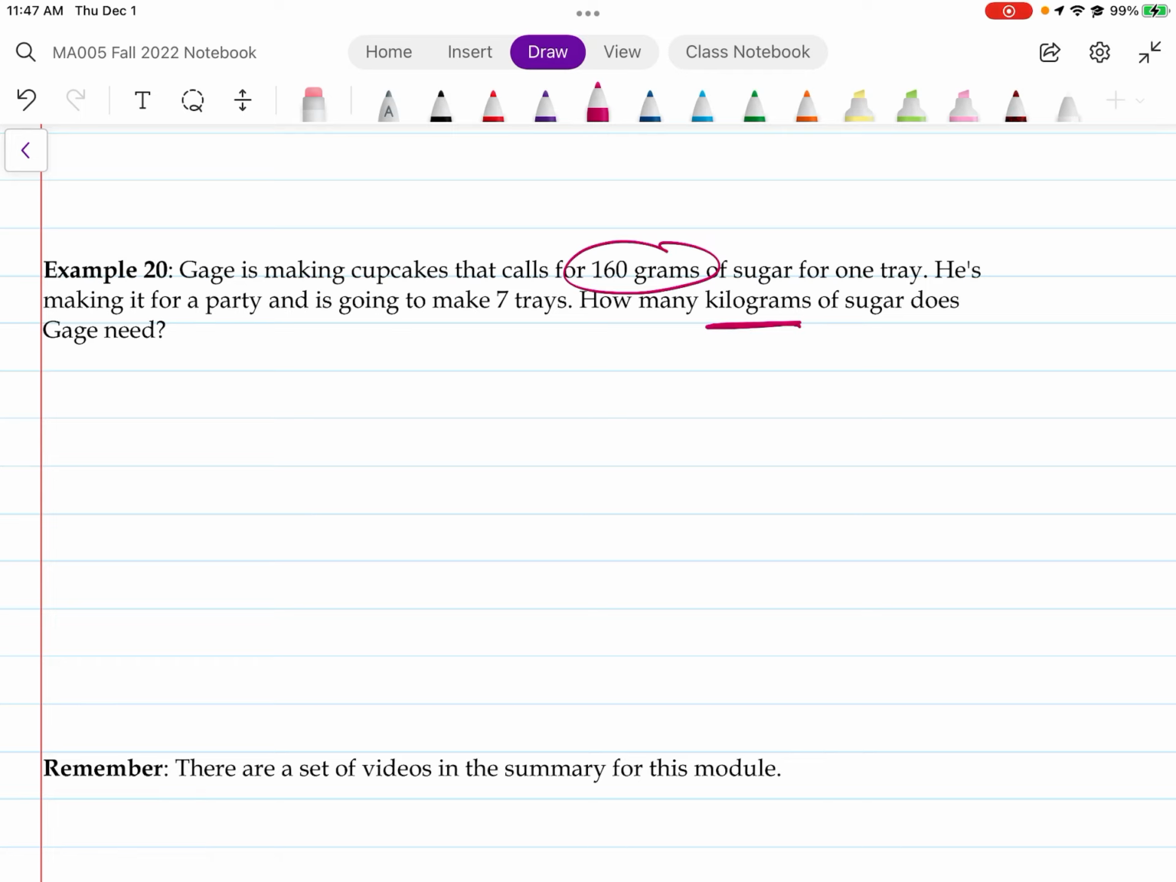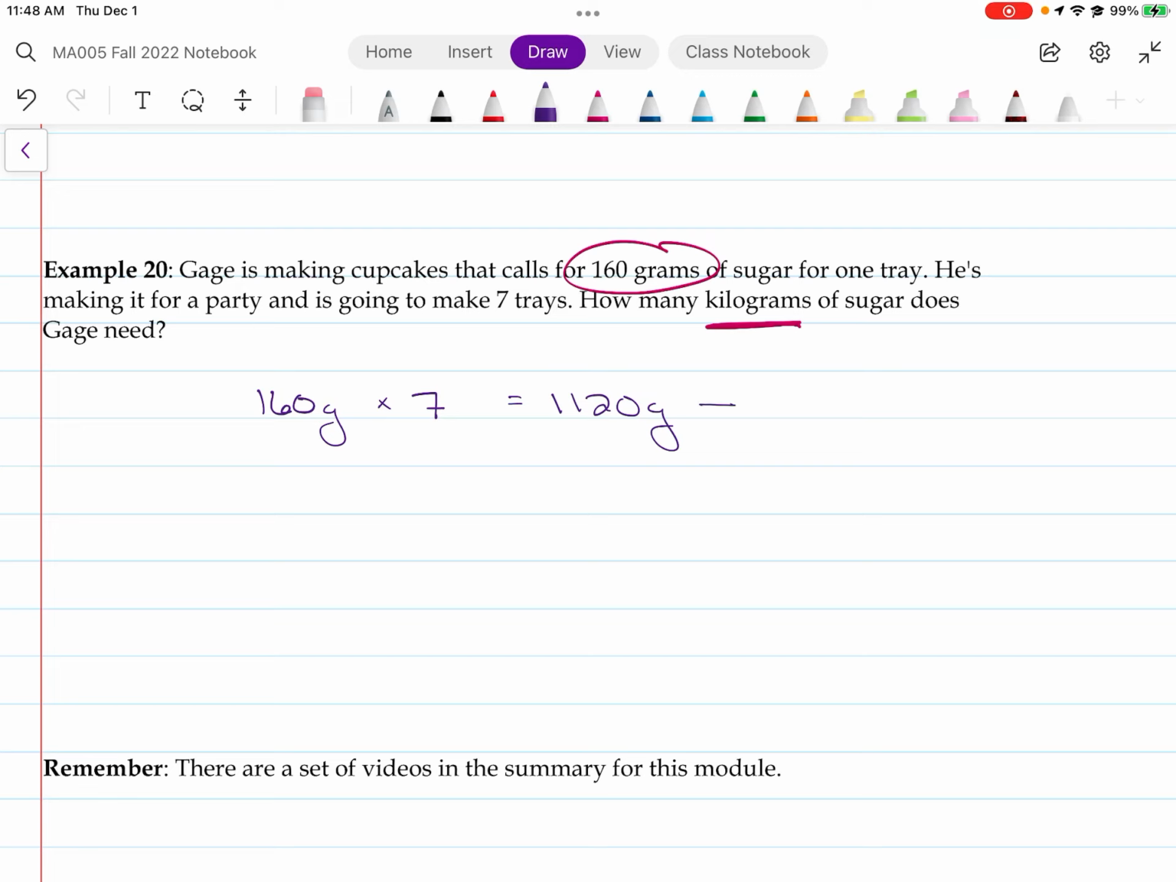The first thing you want to do is, and you can pause the video and try this first, take 160 grams times 7 trays, right? You're going to make 7 trays. So that's going to give us 1,120 grams.